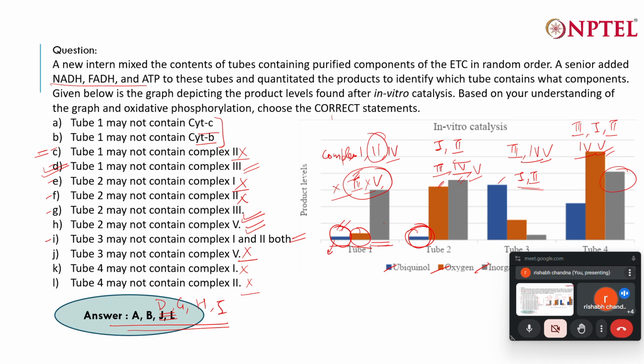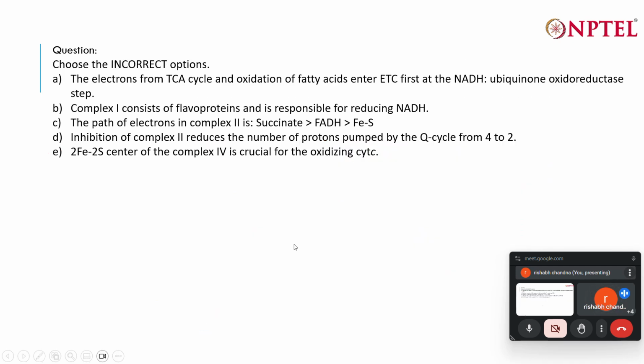Okay, so if no doubts, then we'll move on to the next question. Choose the incorrect options from the given statements. So, what can be the correct answer?